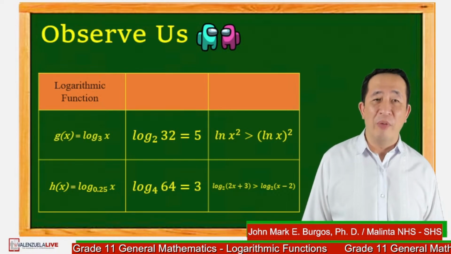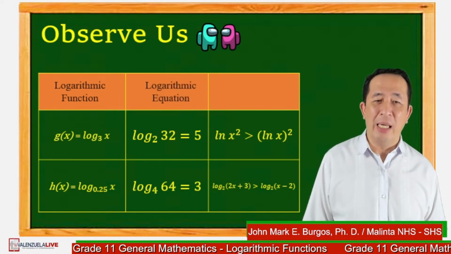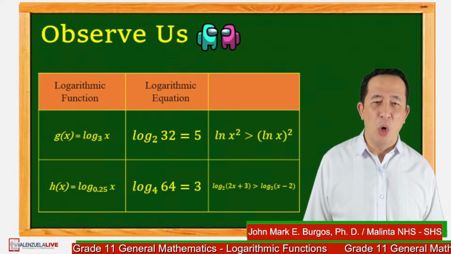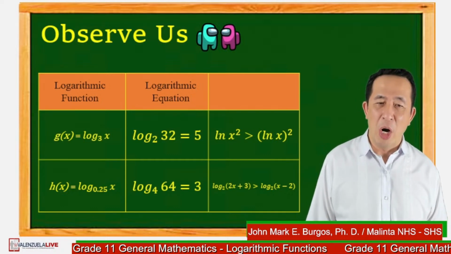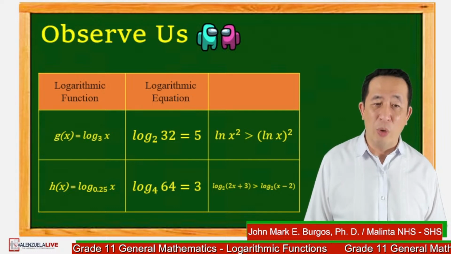One example of a logarithmic equation is logarithm of 32 with base 2, which is equal to 5. Another example of a logarithmic equation is logarithm of 64 with base 4 is equal to 3.